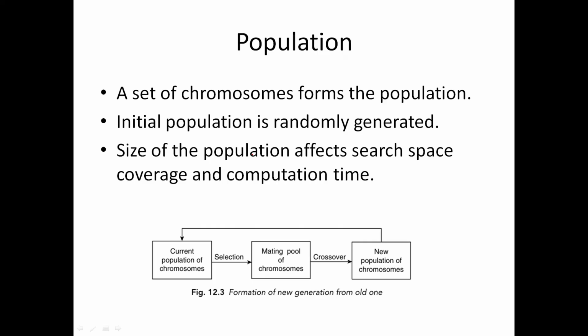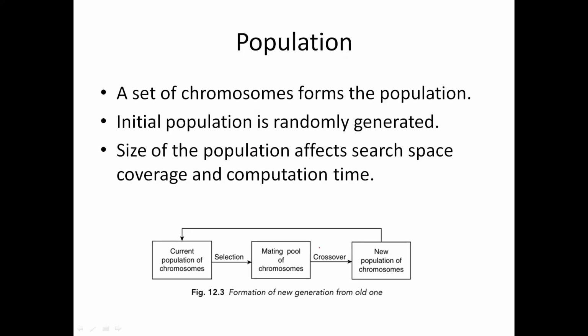Population, we already know what it is. It's a set of chromosomes that forms a population. The initial population we always randomly generate because we do not know initially who all are there. So whenever a problem is given to you, you can have an initial population that is randomly generated. Now, depending on the size of the population, naturally the search space as well as the computation time will vary.